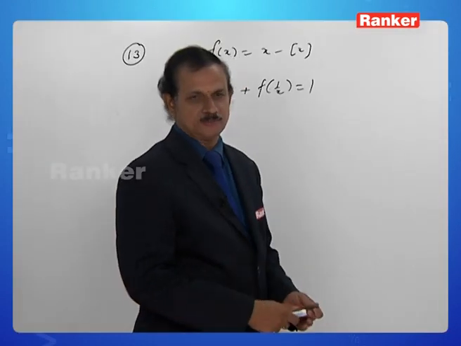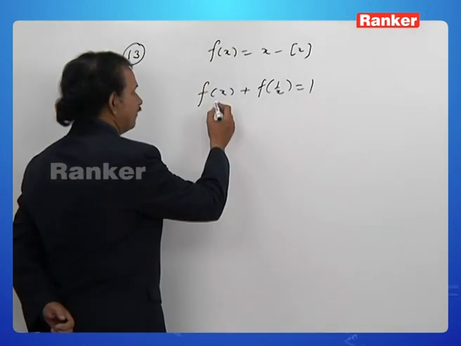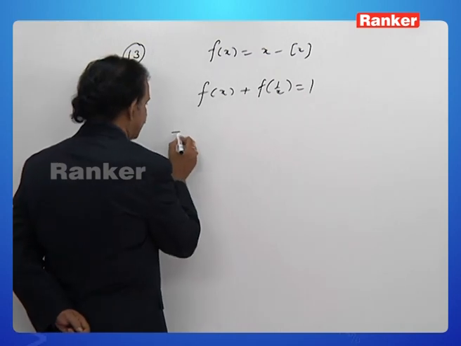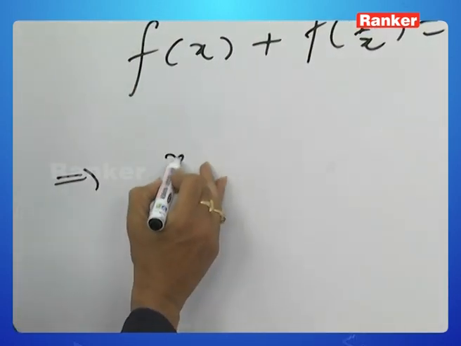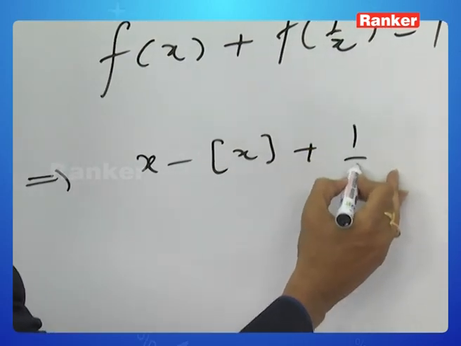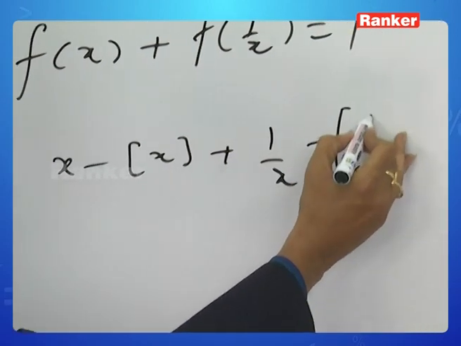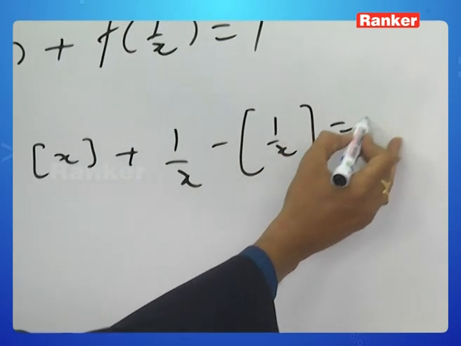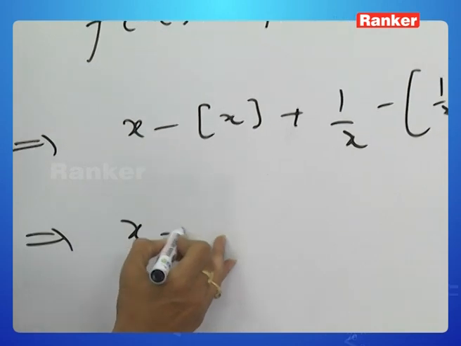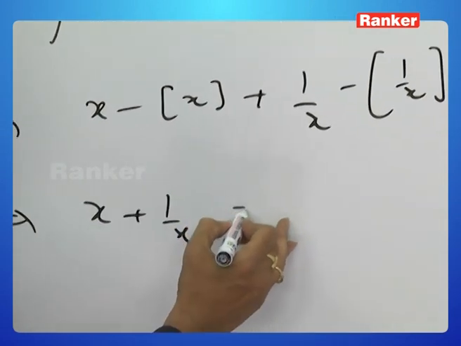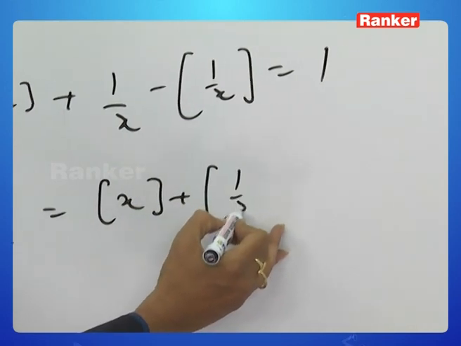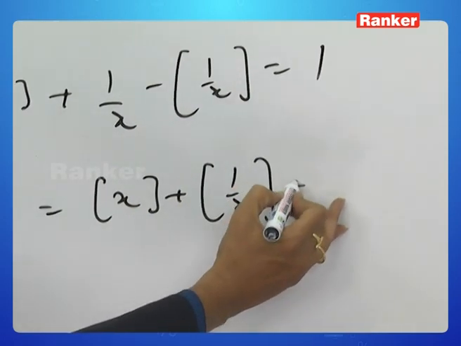Let us observe. f of x plus f of 1 by x is equal to 1. What does this mean? What is f of x? x minus the integral part of x. What is f of 1 by x? 1 by x minus the integral part of 1 by x. This is therefore 1. This implies x plus 1 by x is equal to the integral part of x plus the integral part of 1 by x plus 1.